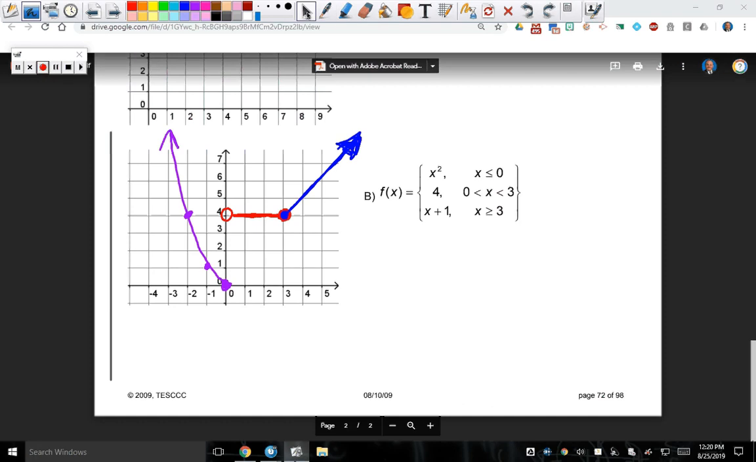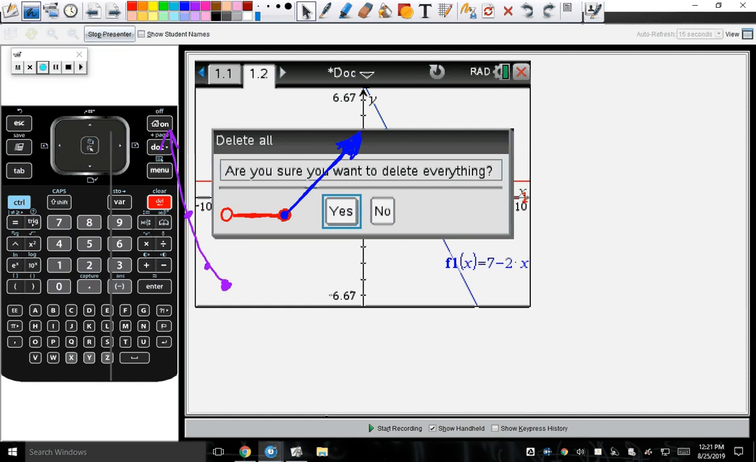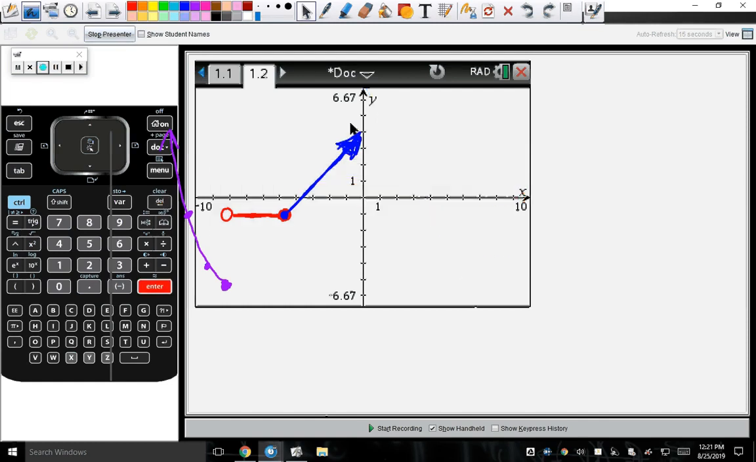So let's go to the calculator to see what x squared would look like. From here, since we're going to start new problems, what we're going to do is clear the graph. So from here, you can press delete 3 times. Delete, delete, delete. And then it says, are you sure you want to delete everything? Yes.